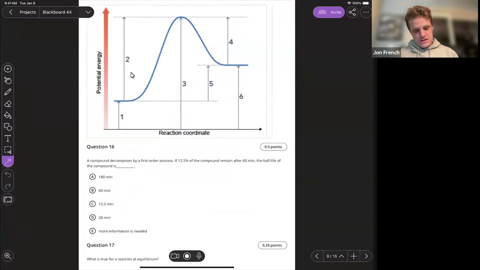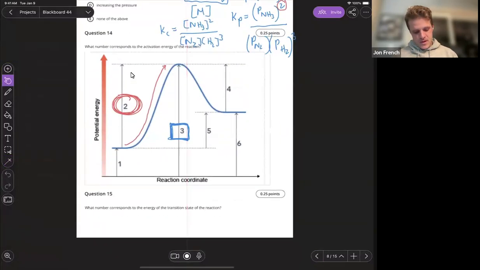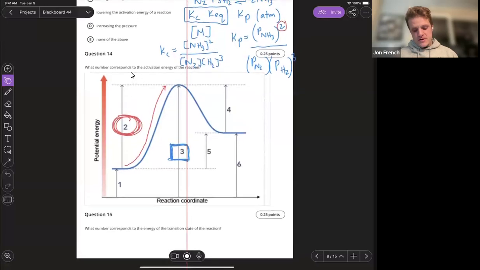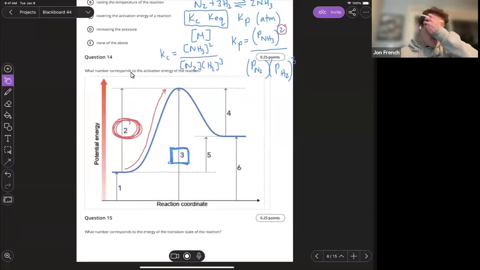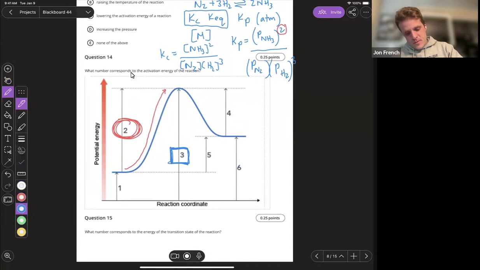Question 15 is on 2 pages, it looks like. What number corresponds to the energy of the transition state? Oh, okay. Well, I answered that question at the same time because the energy of the transition state, my transition state is right here, and that's my energy, right? You're at the peak of that mountain, and you could go either way. We could go back to reactants or forward to products.